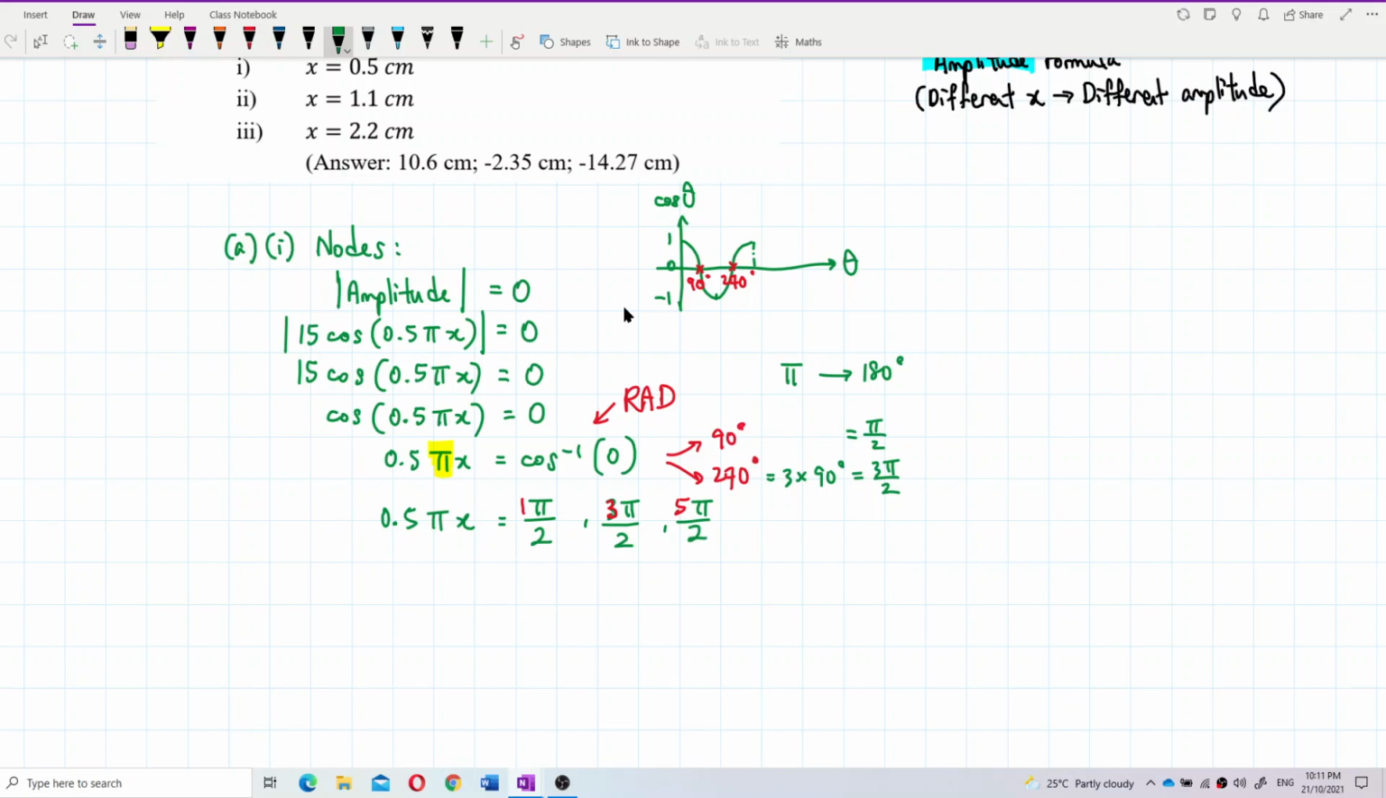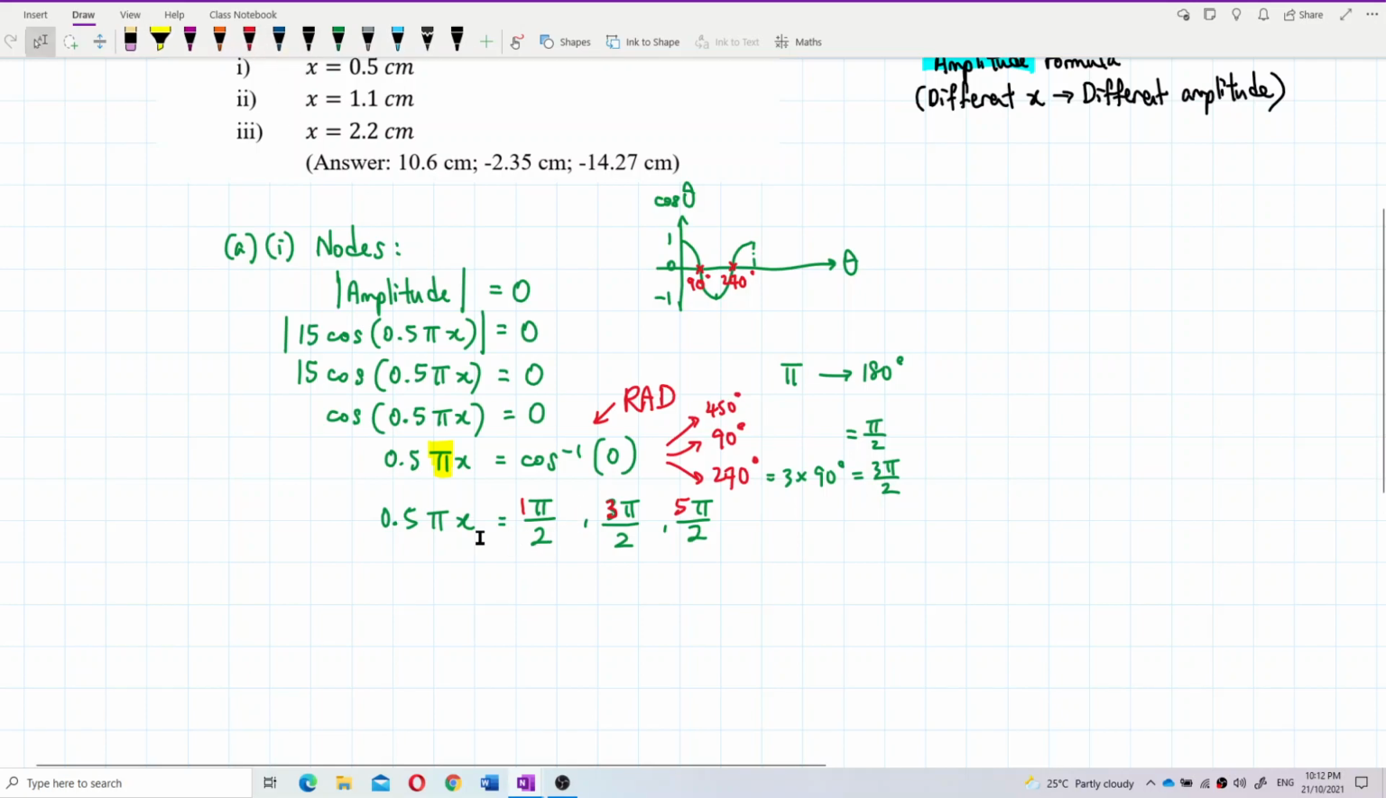That means the next one is times 5. 90 times 5 is 450 degrees. You can try and multiply, or you can just apply cosine 450 degrees. You will surely get 0. So if 1, 3, the next one must be 5. So we have got it already, and now we can solve it.